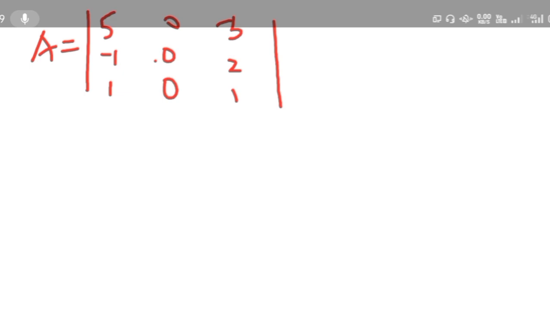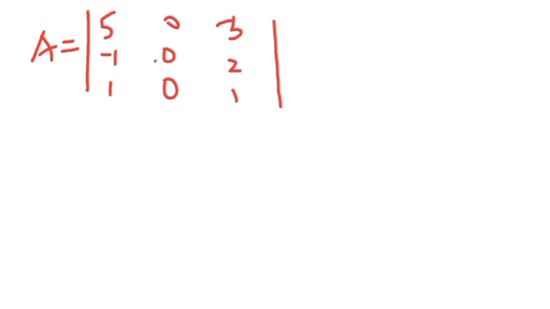Matrix A is given as [5, -1, 1; 0, 0, 0; 3, 2, 1]. This is our matrix. We have to find whether its determinant is 0 or not.